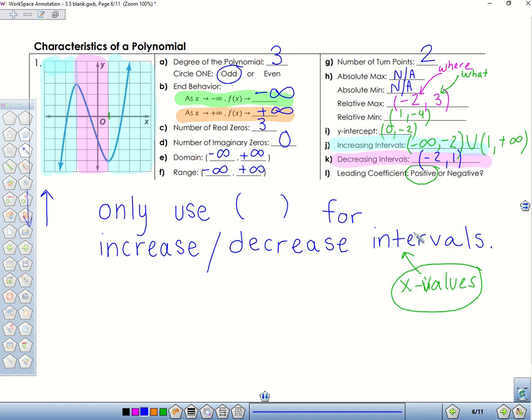Does anyone have any questions about this one before we try another? You guys feel good about this? Feel okay about it? Now, I do highly recommend that, if you can, you shade your increase and decrease intervals, because I find that it's hard to do without it sometimes. So if you're struggling, just take the time to shade it.